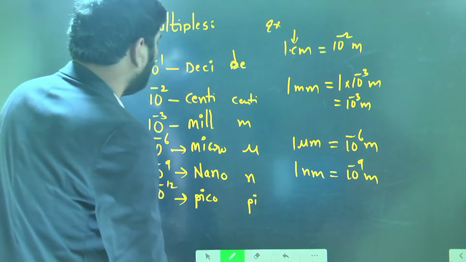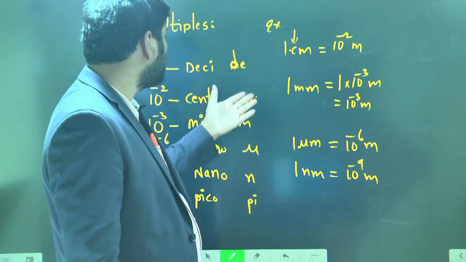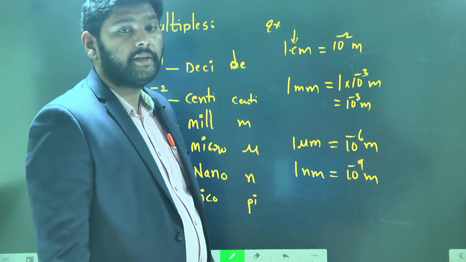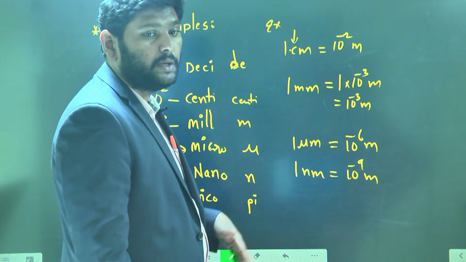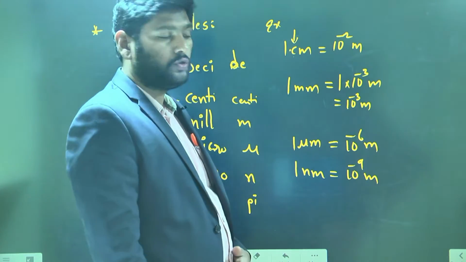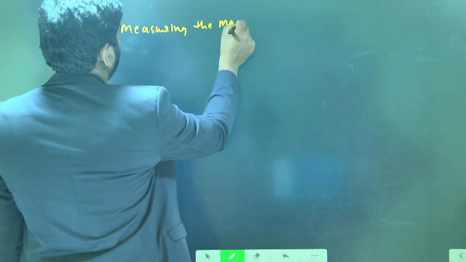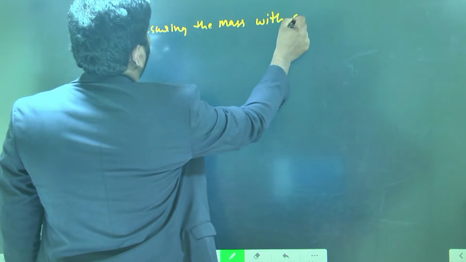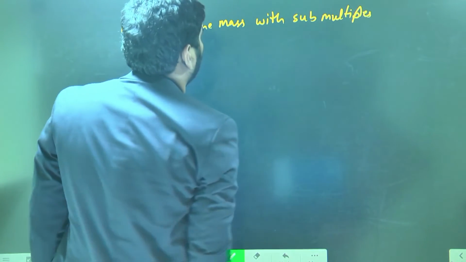After that, let's talk about another. This is the application of submultiples in the case of measuring the length. Similar way, same submultiples. How to measure the mass? Let's see. Measuring the mass with submultiples.